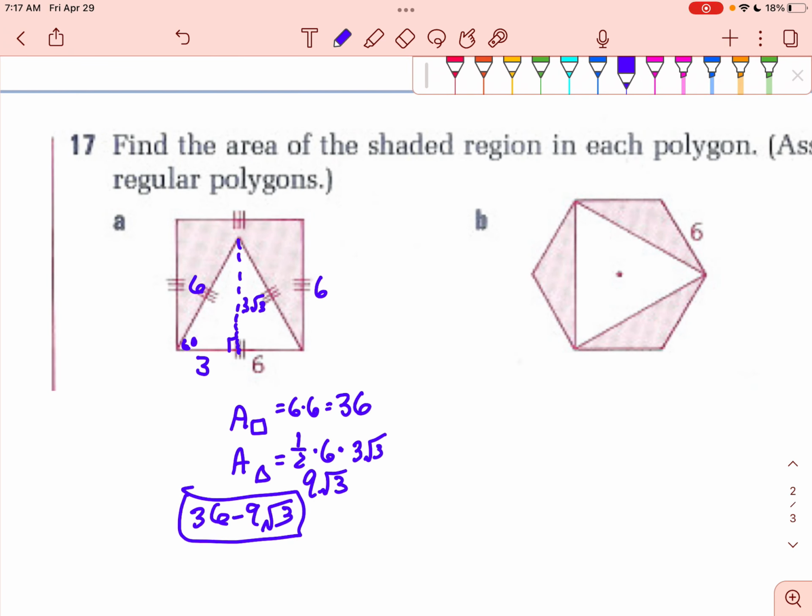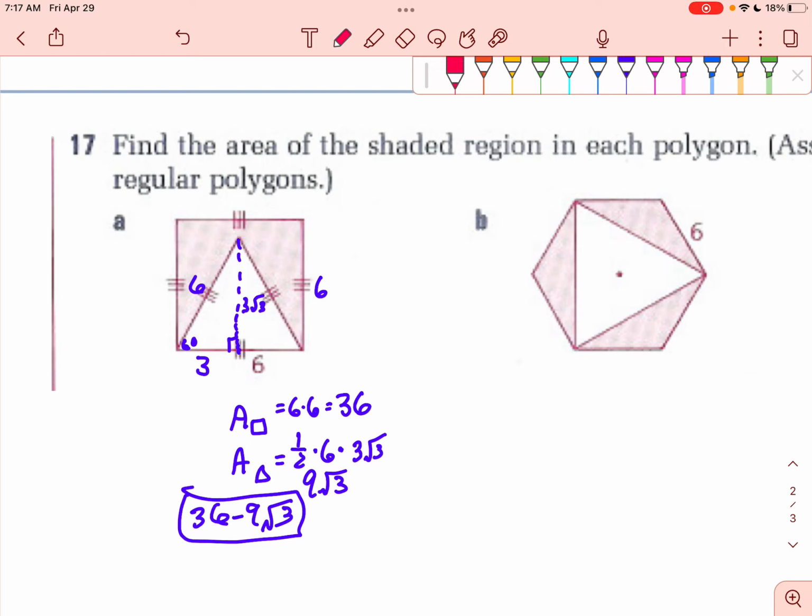I did one for 17. So again, how do I find the area of the shaded region? I found the area of the square. Each of those sides ends up being 6, so the area is 36. And then after you find the area of the square, you have to find the area of the triangle.